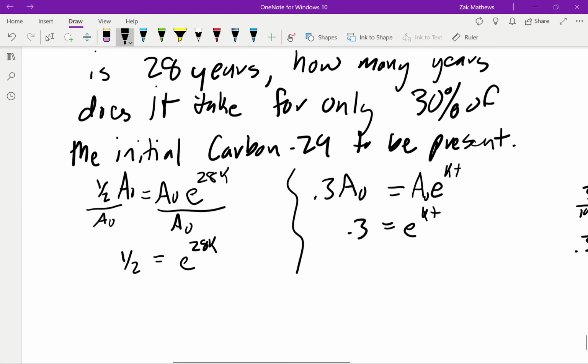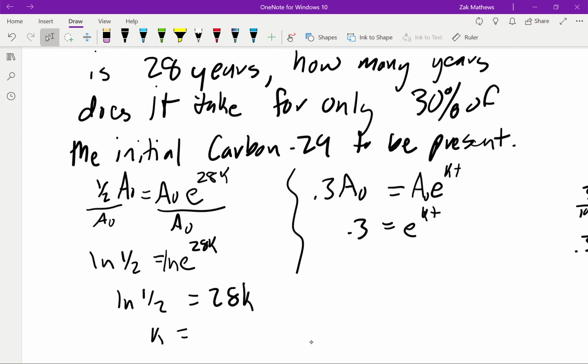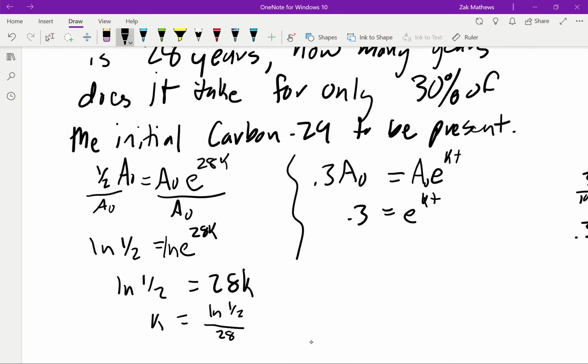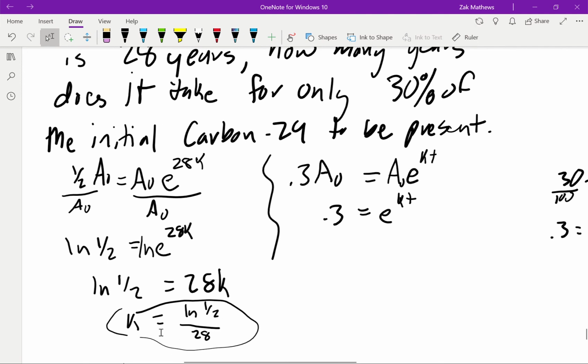Now I need to solve this for k. So I'm going to take the natural log of both sides. And so my k, when I divide by the 28, is going to be equal to the natural log of 1/2 over 28. If we were to type this into the calculator, we'd get a decimal approximation. We better see that it's negative. We will get a negative because the natural log of a fraction is always negative. But I'm not actually going to type it into the calculator yet because this is not my final answer. This is what I had to do in order to solve this equation to the right. So I'm going to wait to round this until I actually solve the equation that I wanted.